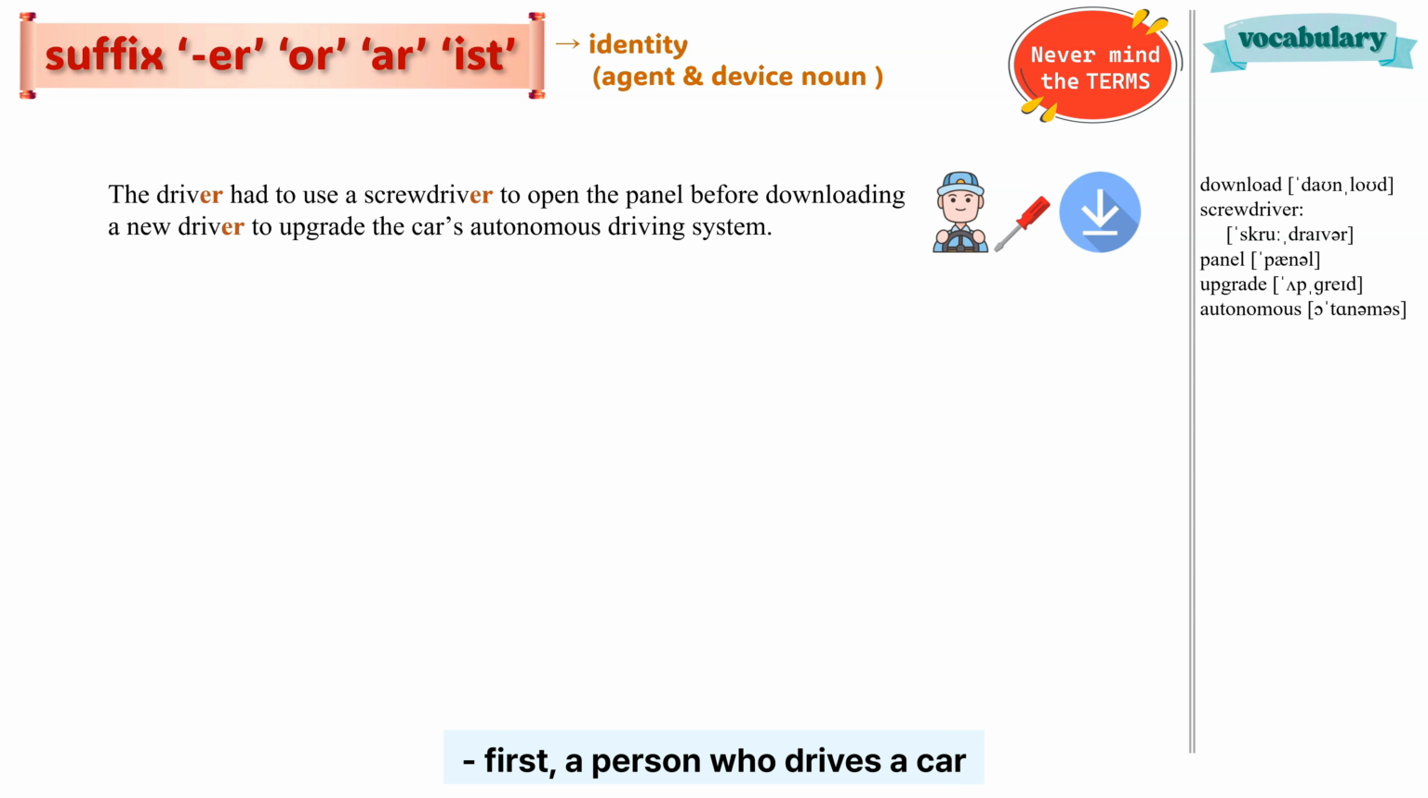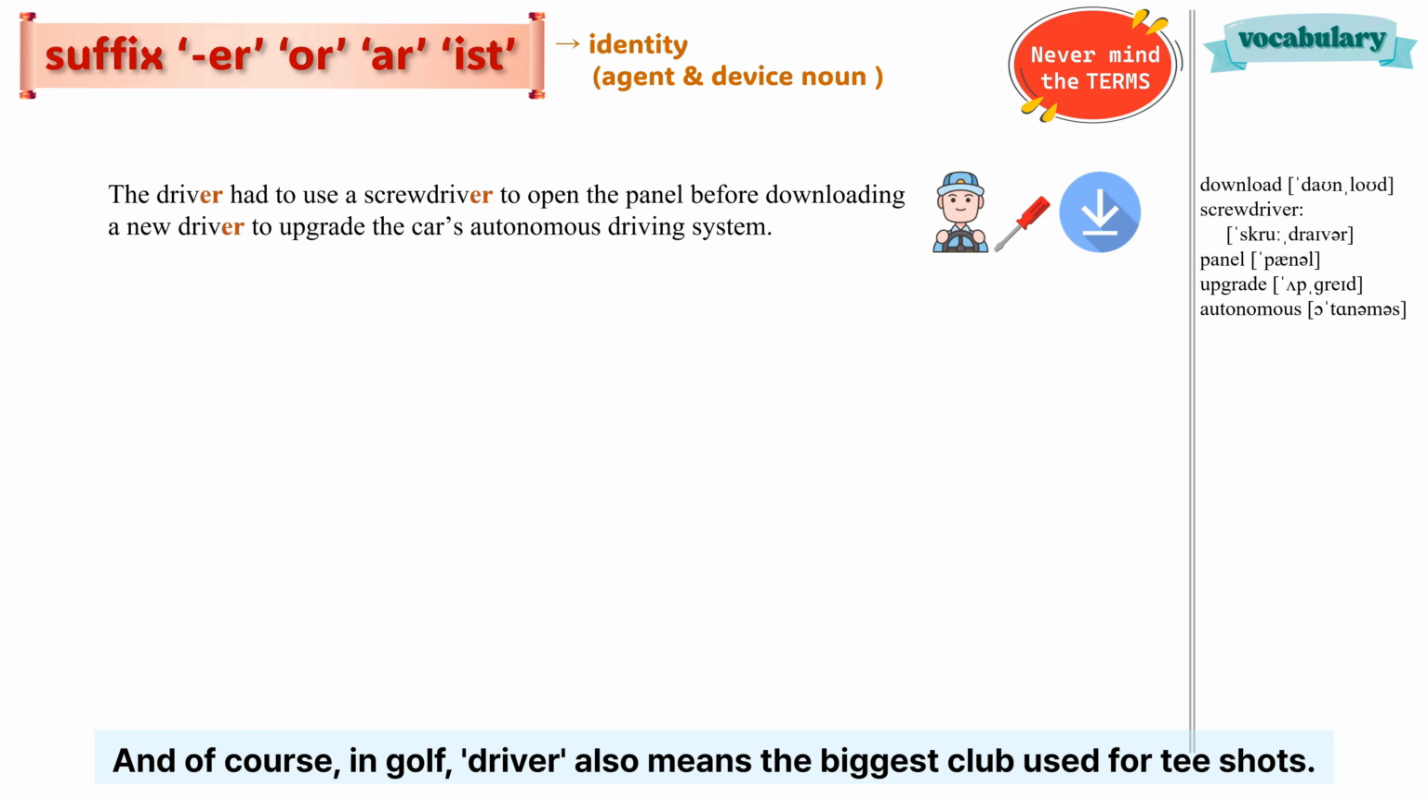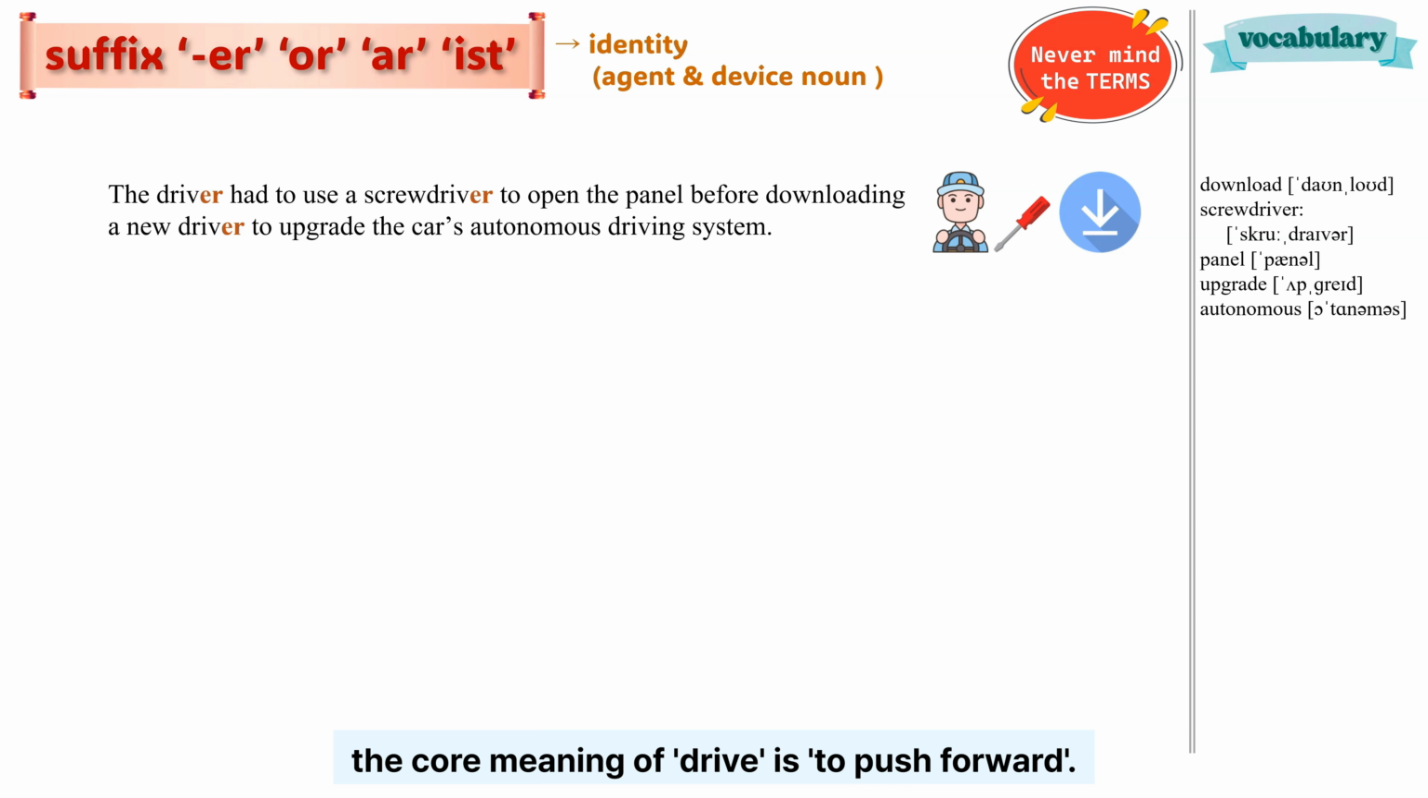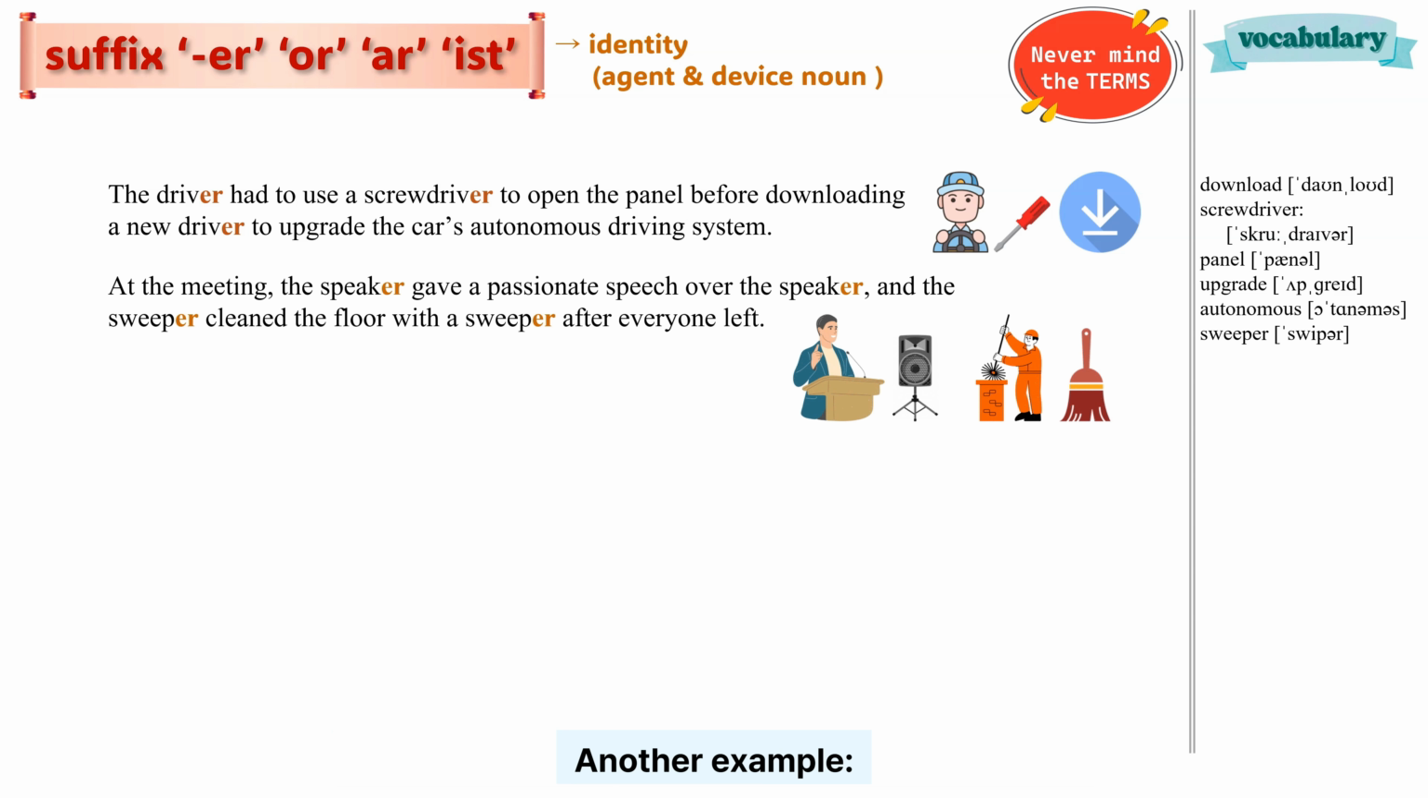First, a person who drives a car. Second, a small tool that pushes or turns screws. Third, software that helps hardware work properly. And of course, in golf, driver also means the biggest club used for tee shots. If you think about it, the core meaning of drive is to push forward. That's the concept. Another example?